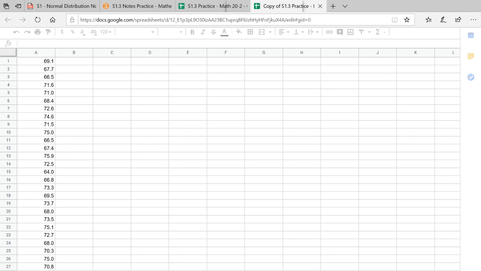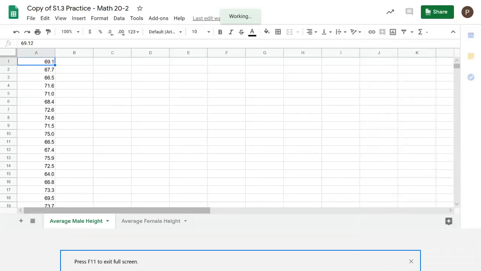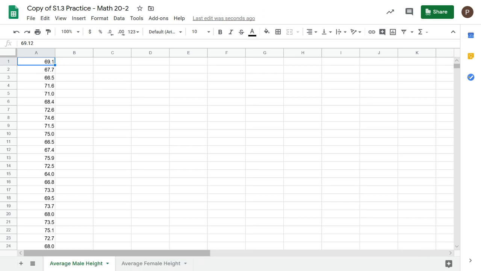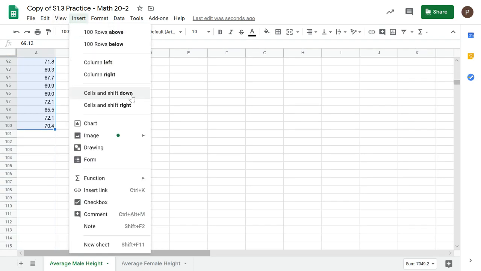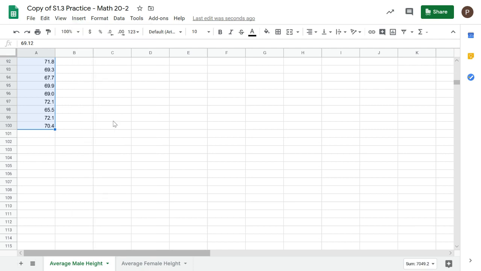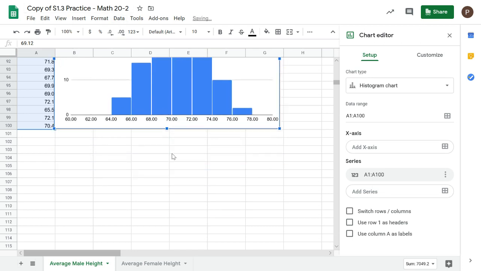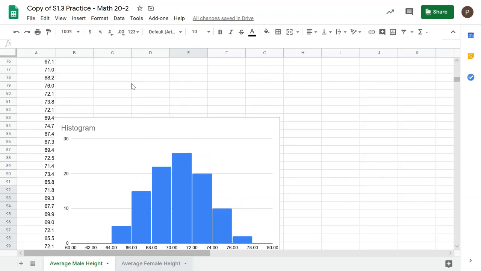And then here is where we can start to do some of our calculations. So first things first, we want to make a histogram. We've done this before. Let's go through those steps really quick. All right, so selecting our data, we have 100 data points here all the way from A1 to A100. I'm going to insert a chart. I'm going to move this to the top. And so we have our histogram here.